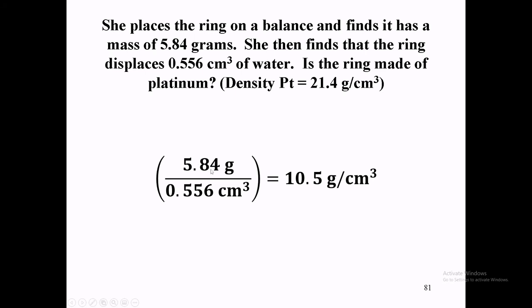Taking the mass of 5.84 grams and dividing it by 0.556 cubic centimeters, our volume, we see that this ring has a density of 10.5 grams per cubic centimeter, meaning that the ring is in fact not platinum, which may or may not be a reason to not marry somebody.